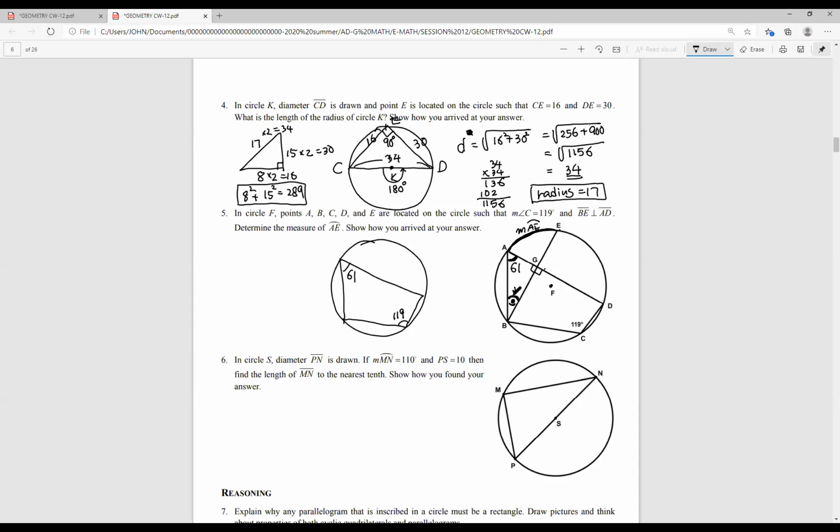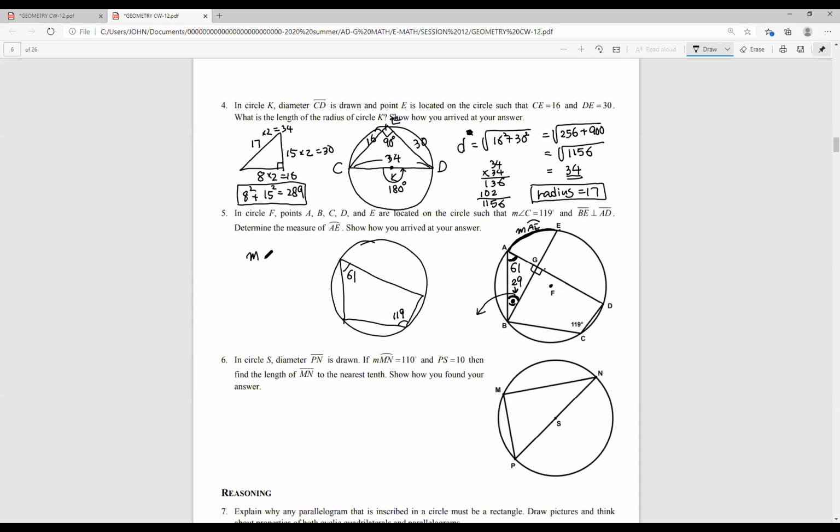Okay, so what is this measure of angle? That is the right triangle. The sum of the other two acute angles is 90, right? So 90 minus 61 is how much? 29. 29 is the answer, okay? So this one, the measure of this angle, not yet, okay? But this angle is 29.